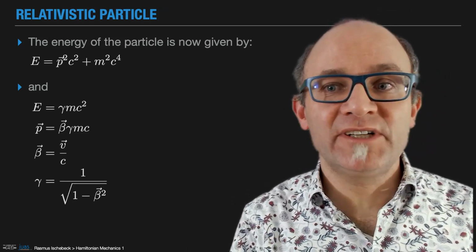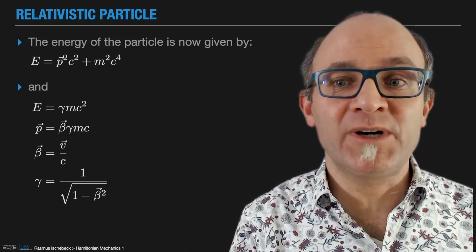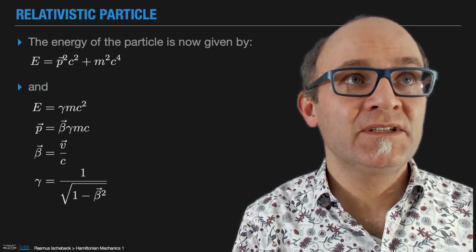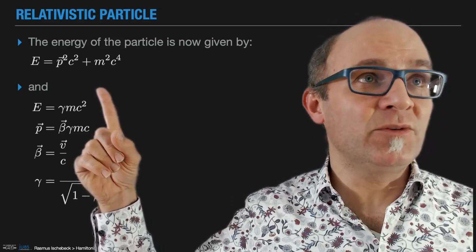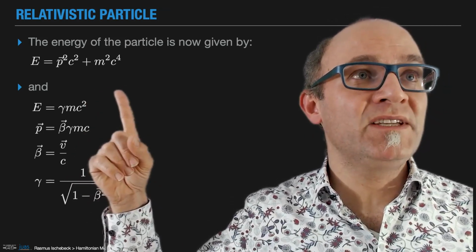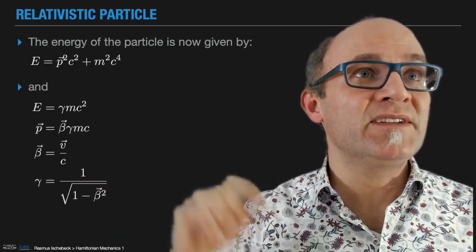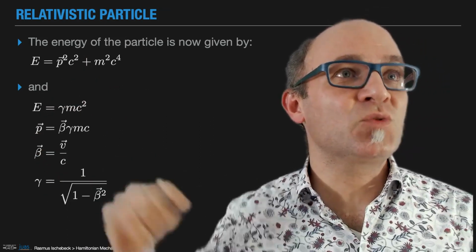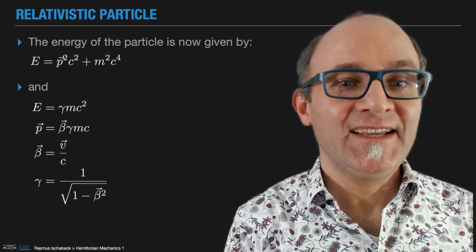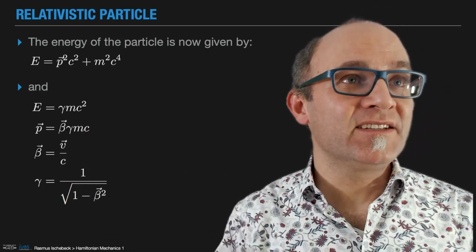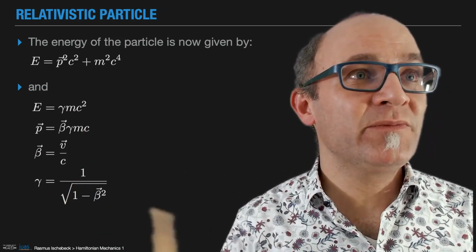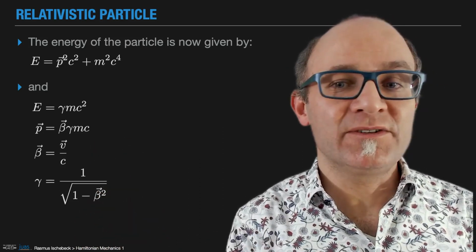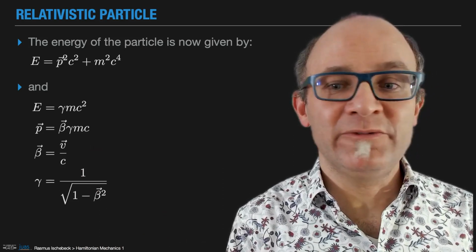In particle accelerators, we usually work with relativistic particles that travel at velocities close to the speed of light. The energy of the particle, as we saw before, is now given by E squared equals p squared c squared plus m squared c to the fourth power. I'm sorry, I forgot the E squared here, of course. And E is gamma times m times c squared. P is beta gamma mc, and beta and gamma are defined by these well-known formulas.